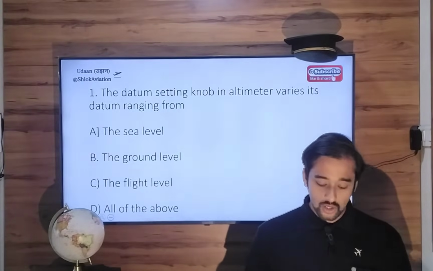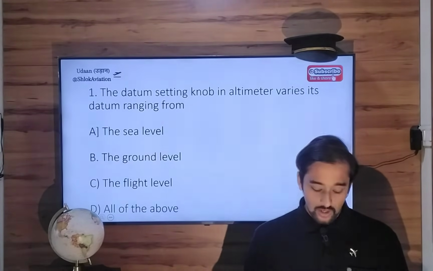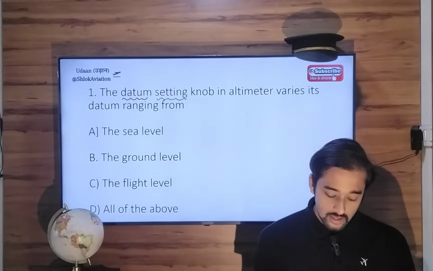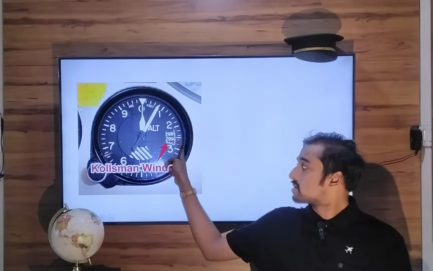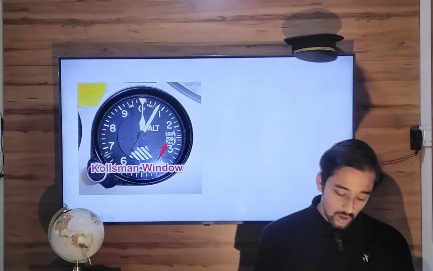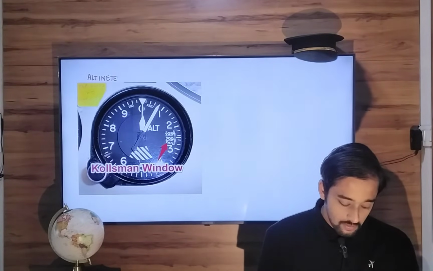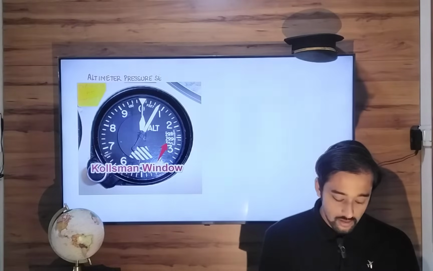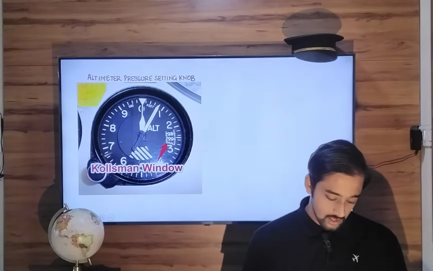The datum setting knob in altimeter varies its datum ranging from what level? Sea level, ground level, flight level, all of the above. So over here they are talking about the datum setting knob. The datum setting knob in altimeter is this. We call it Coulson window also, or also known as altimeter pressure setting knob. Altimeter pressure setting knob, or Coulson window, or datum setting knob.